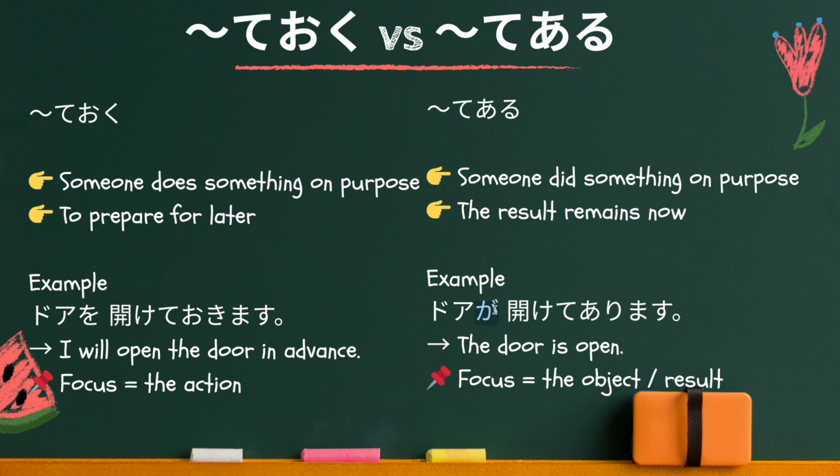So this is the difference between ておく and てある. ておく means that someone does something in advance for later purposes. But てある, the action is already done and the result still remains.